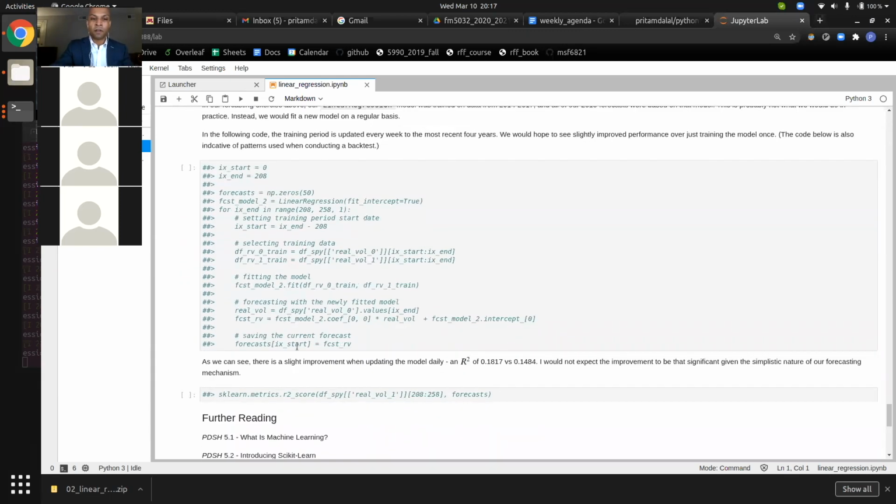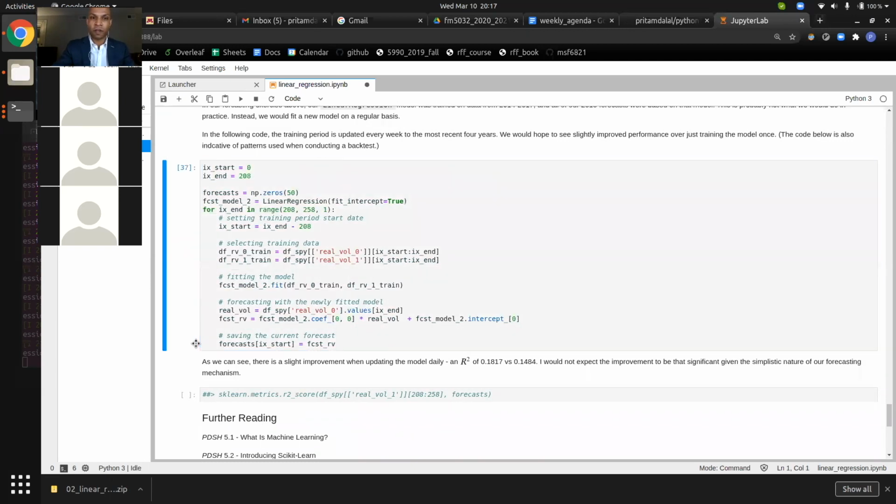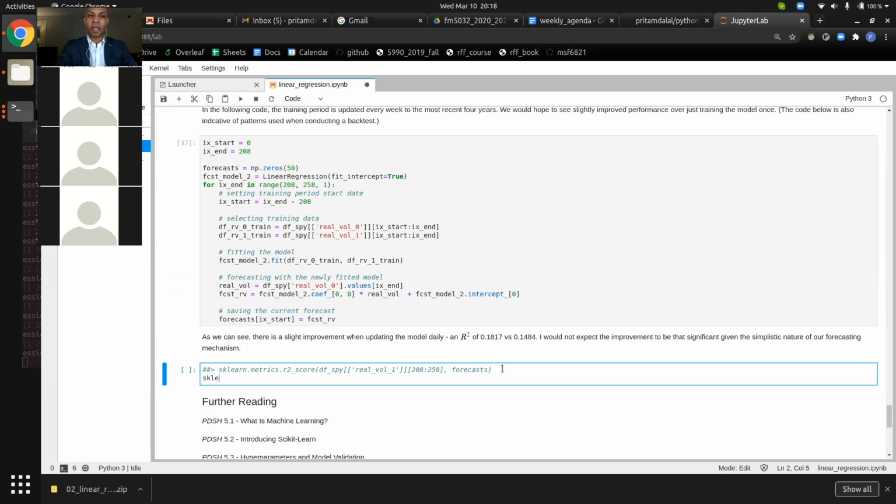So the following code basically walks us through that, and we don't have to type all this out, and we don't even have to go through it with a fine-tooth comb. But basically what's happening is every week, you're using the four years previous to fit a model, and then you're using that model to make your next prediction. So you're constantly updating your model. Let's just take a look at how doing that performs.